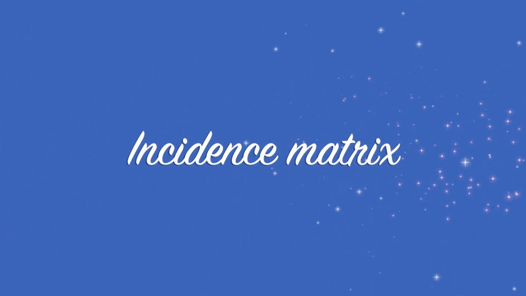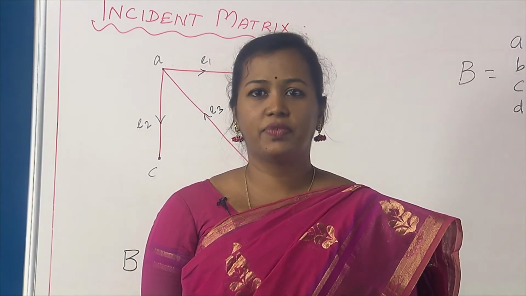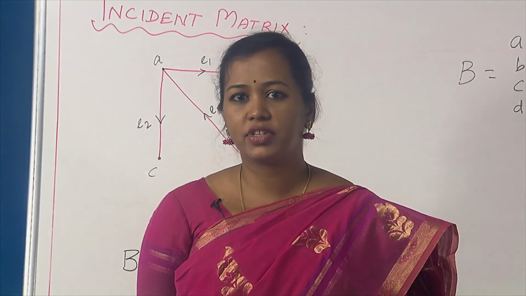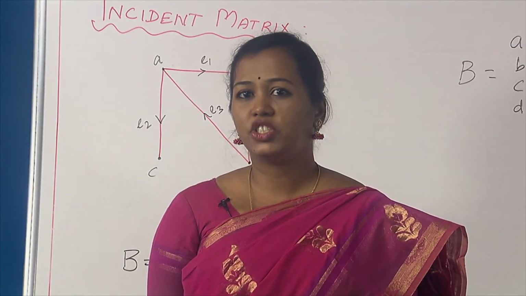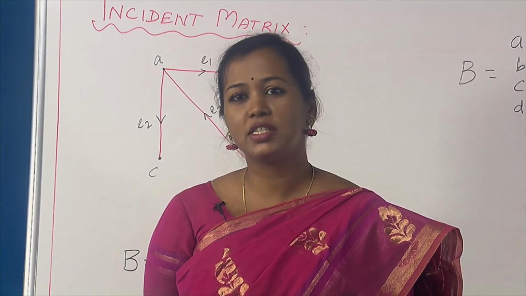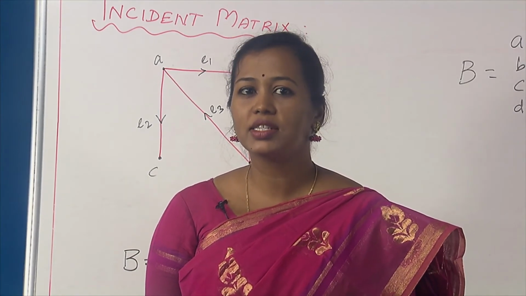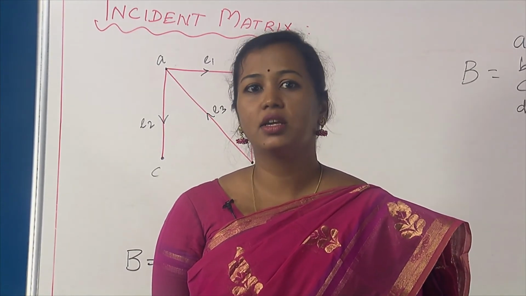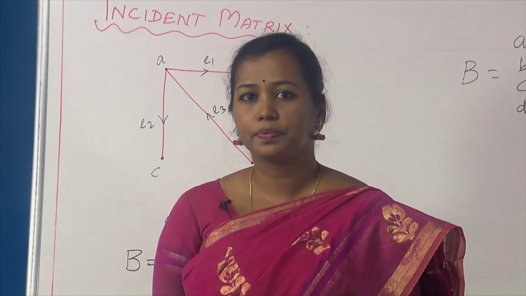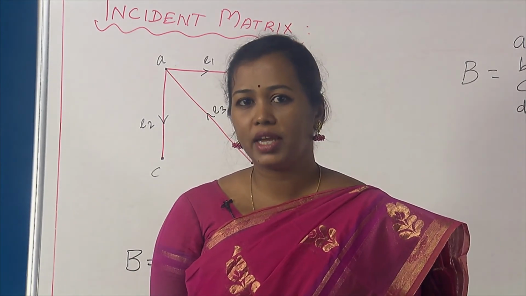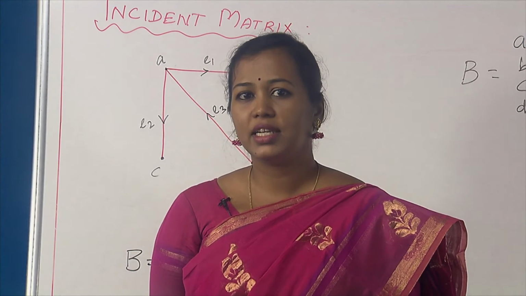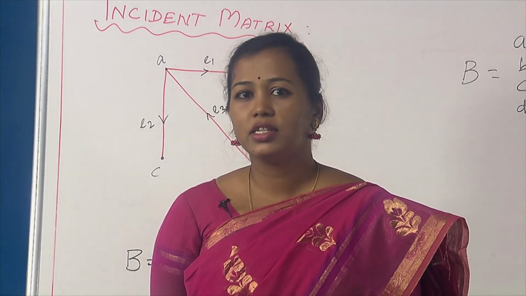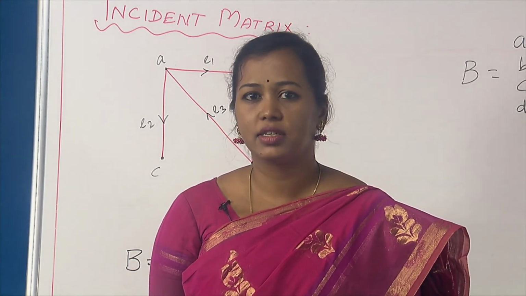Incidence matrix of a directed graph. The incidence matrix of a digraph D with V vertices and E arcs is the V cross E matrix B equals Bij, whose rows correspond to the vertices and columns correspond to arcs, and Bij is equal to 1 if the jth arc is incident out of the ith vertex, and it is equal to -1 if the jth arc is incident into the ith vertex, and 0 if the jth arc is not incident with the ith vertex.